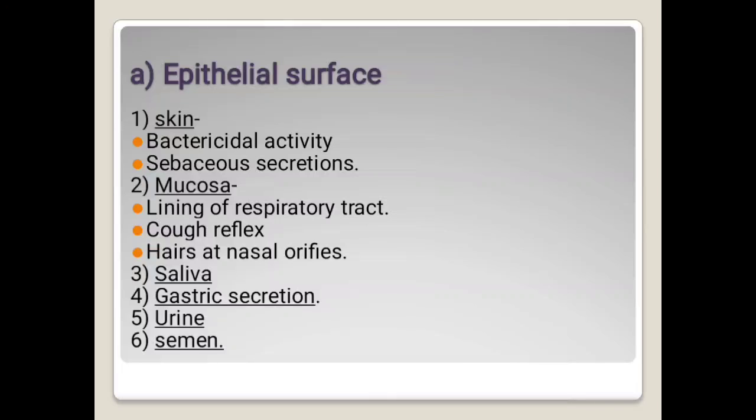Second is the mucosa. Mucosa occurs on the lining of the respiratory tract, and it helps avoid the entry of microbes inside the body. Also, on the lining of the nose, hairs are present. Those hairs trap any foreign particles which enter the body. Then there is the cough reflex. The cough reflex is an important defense mechanism of the respiratory tract.